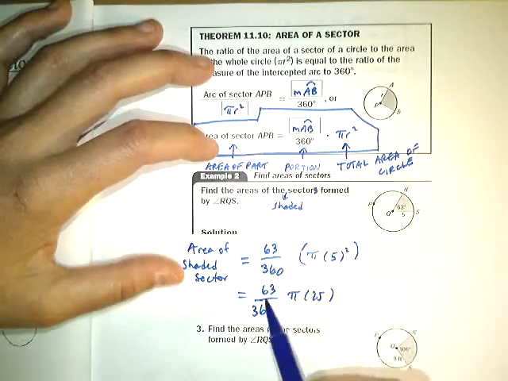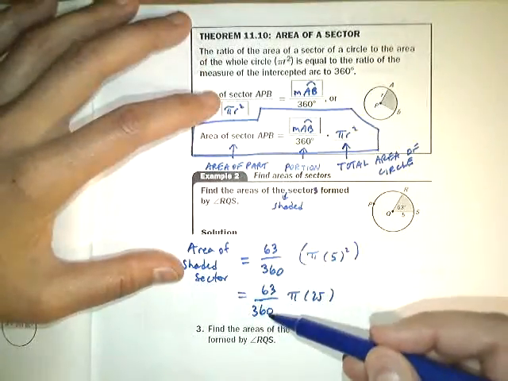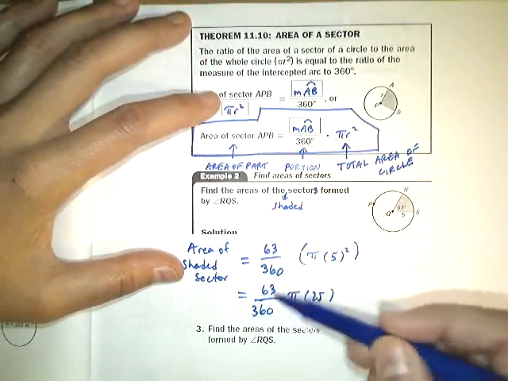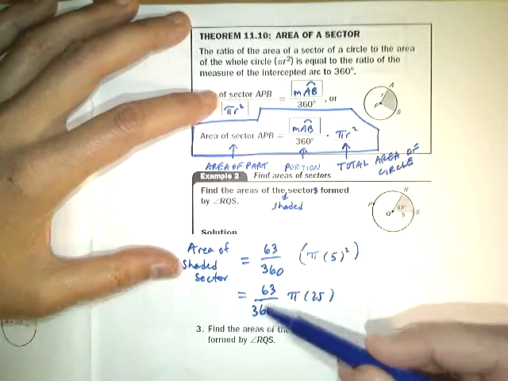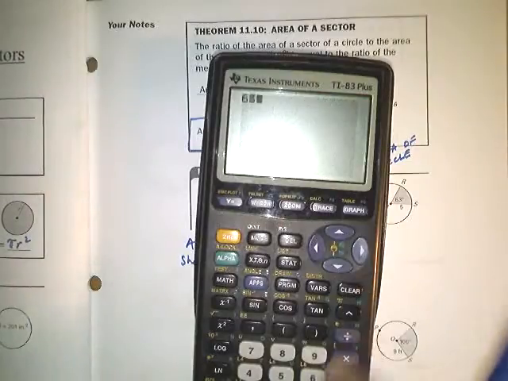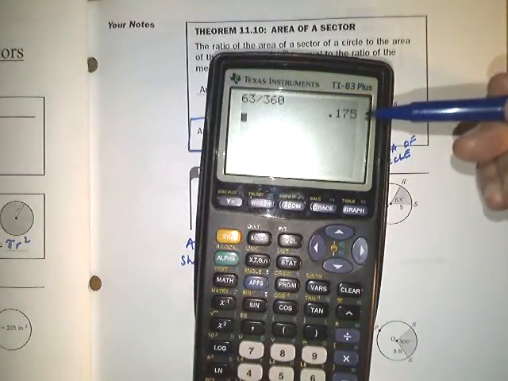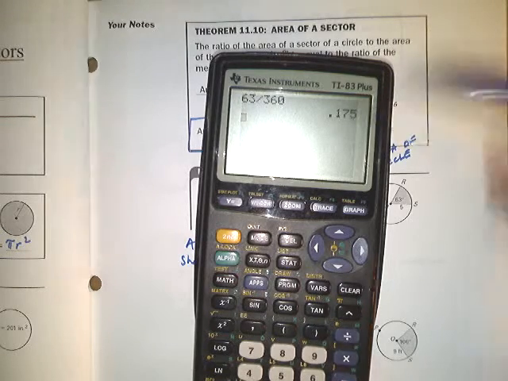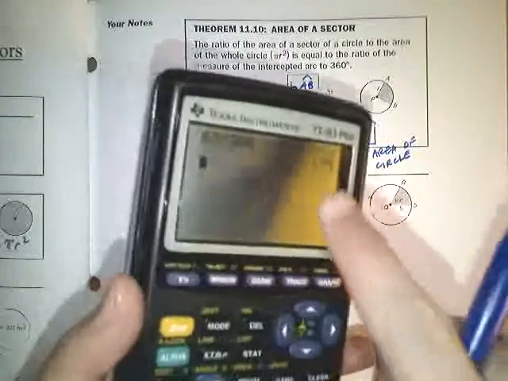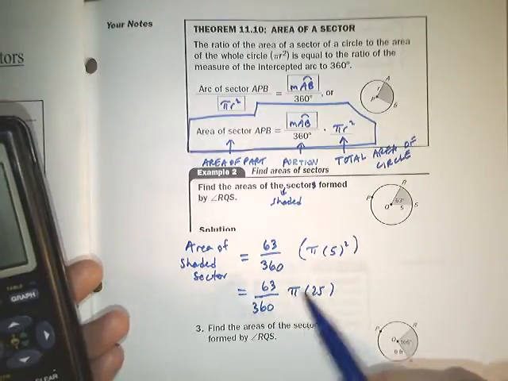So on my calculator, you could do this a couple of ways. You could take 63 divided by 360 and get a decimal. That's the percentage of the circle that you want. So in this case, that would be 63 divided by 360, that would be 17.5% of the circle. And then you would just write that down, 0.175 for this fraction. And then you'd multiply that by pi and multiply that by 25.